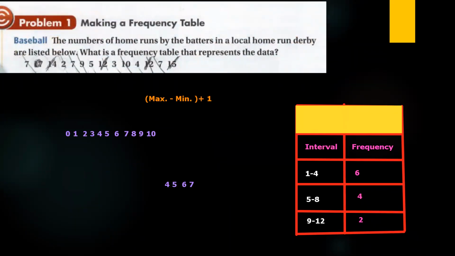let's start to see how we can make a frequency table. The numbers of home runs by the batters in a local home run derby are listed below: 7, 17, 14, 2, 7, 9, 5, 12, 3, 10, 4, 12, 7, and 15. They collect the data. They see how many home runs for each girl, each boy, or each team, and so on. And they asked a few people.